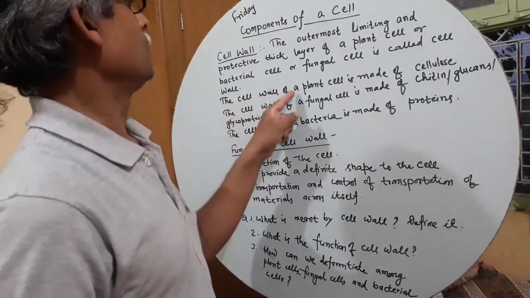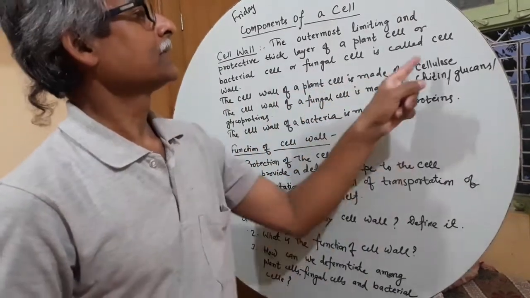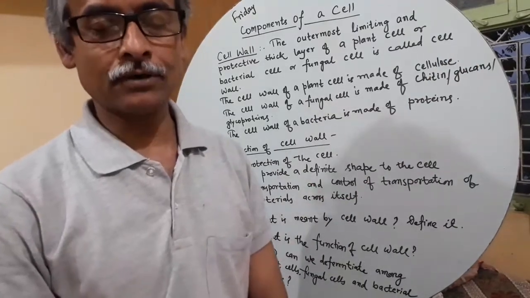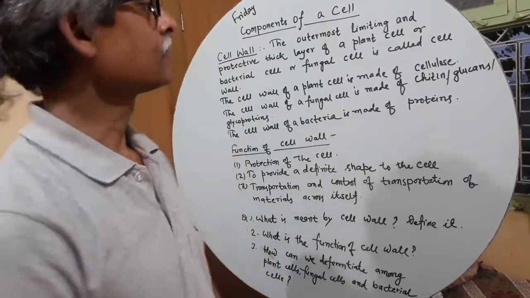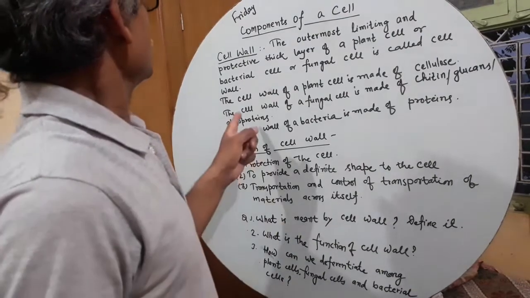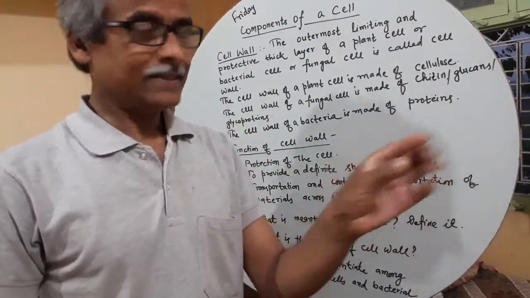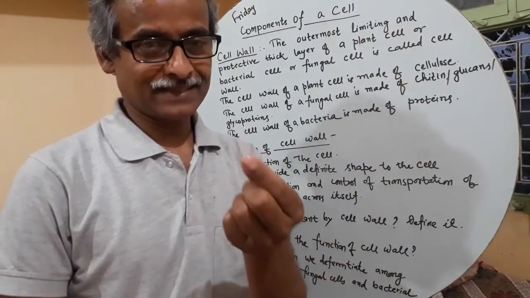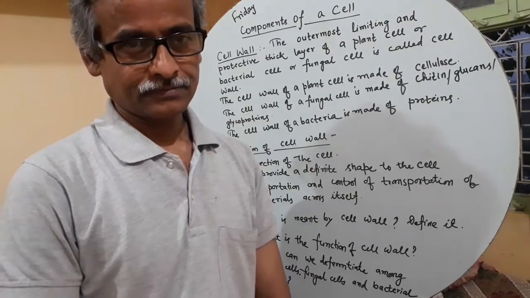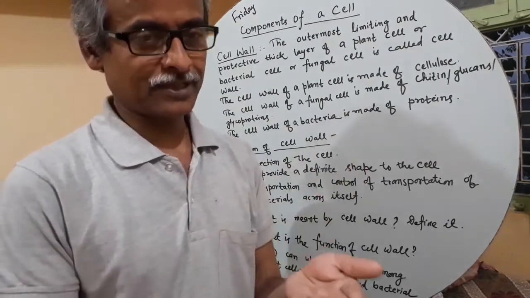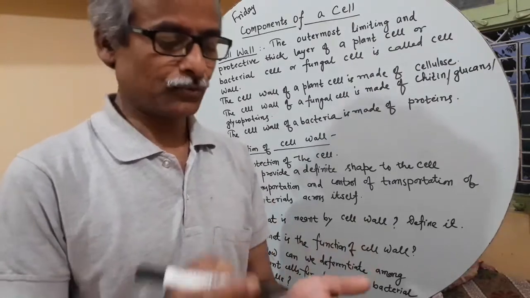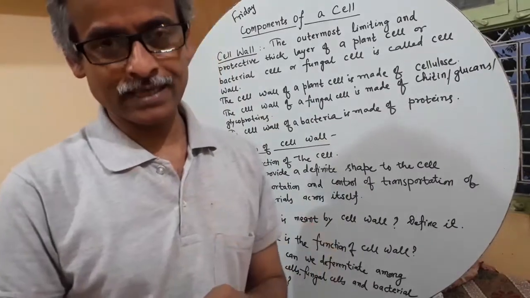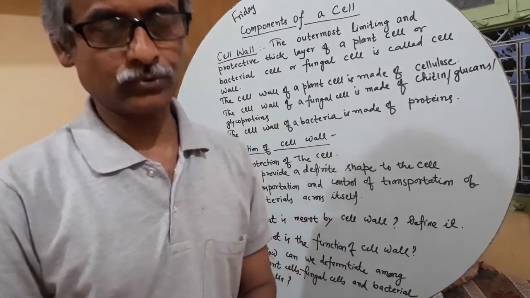The cell wall of a plant cell is made of cellulose. Cellulose is a type of carbohydrate. So if we see any tree, any plant, we cut a very fine section and observe it under a compound microscope, we can find the outermost layer, that is cell wall, and that is made up of cellulose.